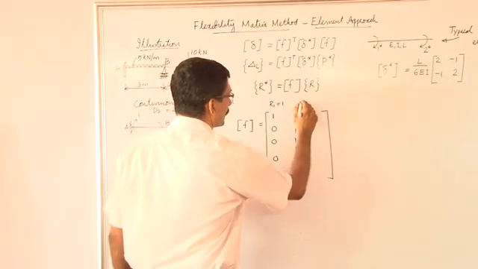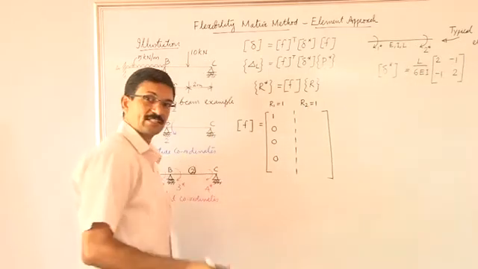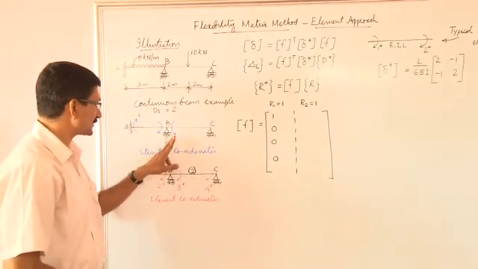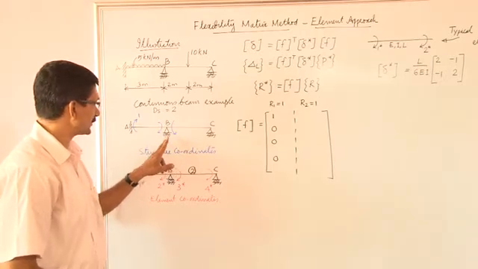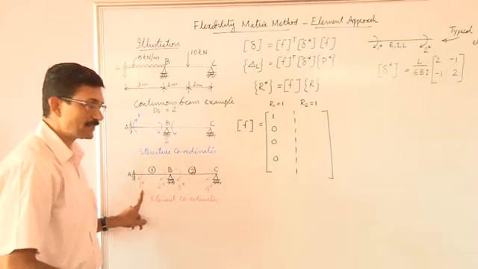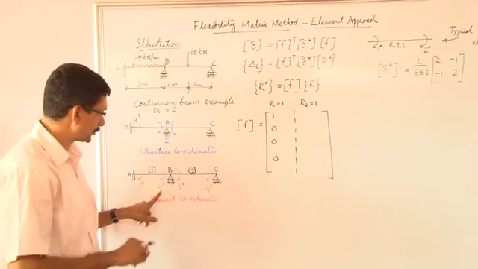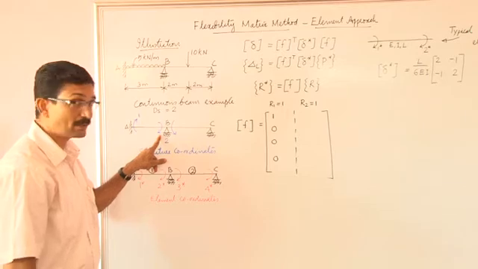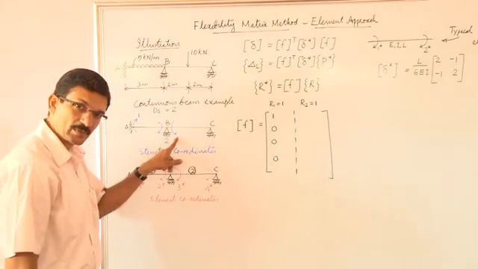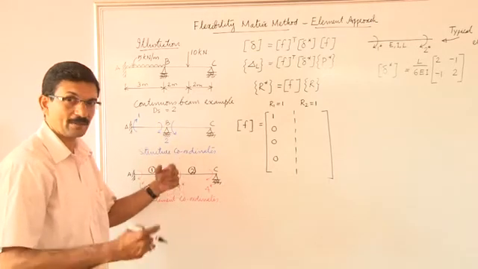The second column will be developed by setting R2 equal to 1 and R1 equal to 0. So when we put the second force in the structure equal to 1, say R2 equal to 1 and R1 equal to 0, this force or moment will become 0. The moment corresponding to 2 star will become plus 1. The moment corresponding to 3 star will become minus 1 because the moment here is 1 and the moment in this span would be opposite to that.